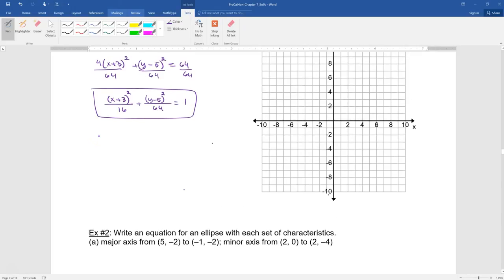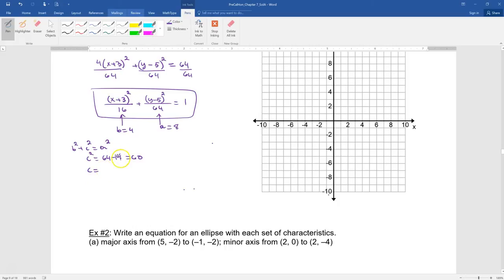So now, where is your bigger number? 64. So that's your a squared. So a is equal to 8 and b is equal to 4. Now, if b squared plus c squared is equal to a squared, well, we know that c squared is 64 minus 16, which is 48. So c is the square root of 48.